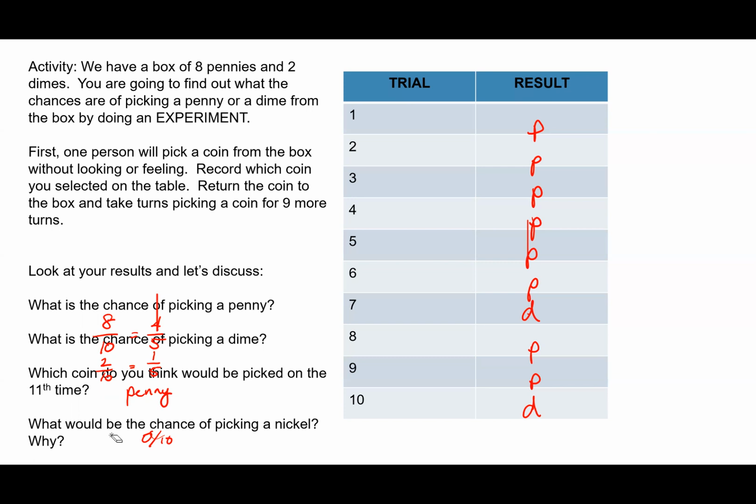So you know what's interesting, you guys, is that the results that Kendall's group got were exactly the results that I had last year. 8 out of 10 times a penny. I didn't have the exact trials written down, but 8 out of 10 times a penny was picked, and 2 out of 10 times the dime was picked. What were other people's results with that? Did anybody have vastly different results? Yeah. What did you guys get, Maddie?